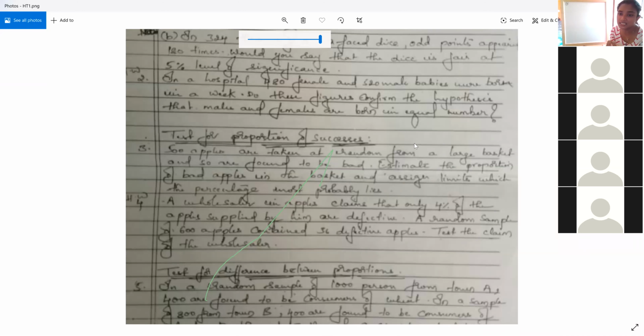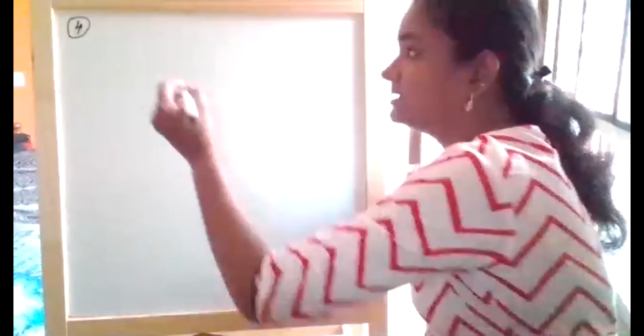So always, girls, the second statement is nothing but the given information and the first statement is nothing but the assumed information. Now they're asking us to test the claim of the wholesaler. When it is testing the claim of the wholesaler, the first statement will be the assumed statement, and the second statement, the number of apples and how many of them are defective, is the given information. So this is how you need to understand.